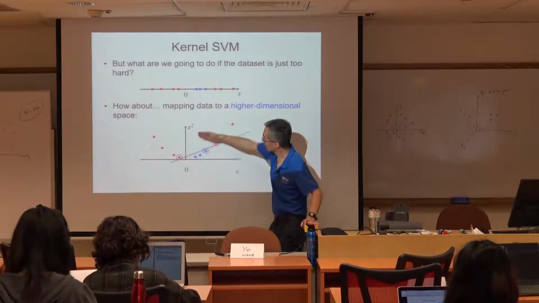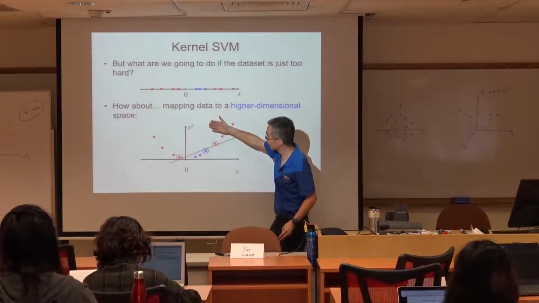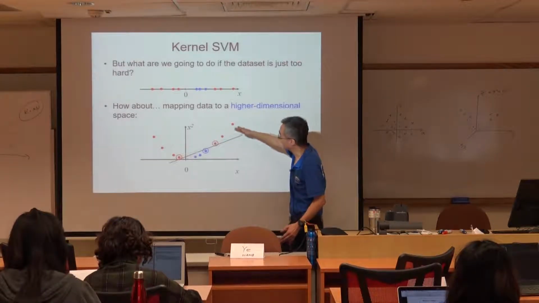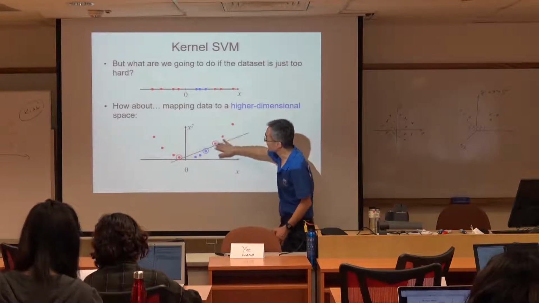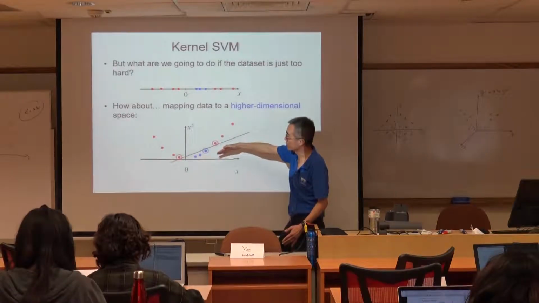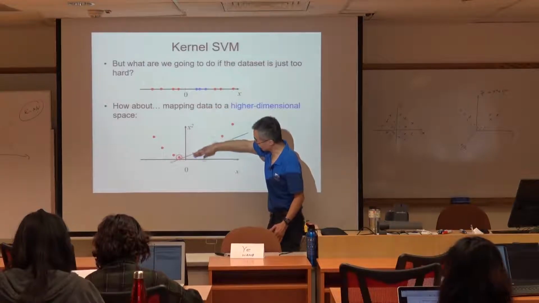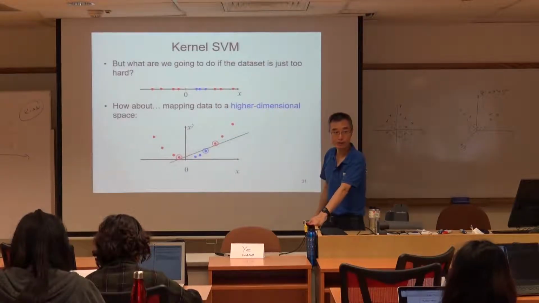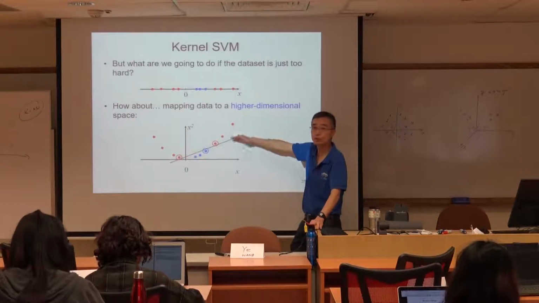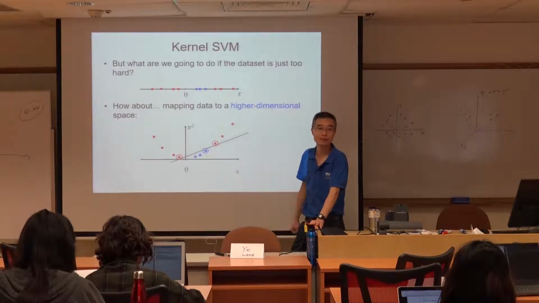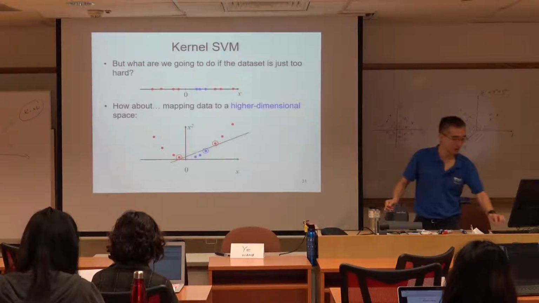You can see after this simple computation, we are going to project this data like this. In this case, these red colored dots are going to be on the upper side, and these blue dots are on the lower side. In this case, we can easily draw a line to separate these two classes. Is that clear? Very nice.